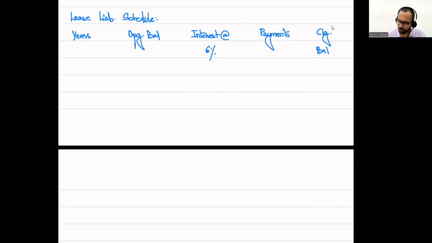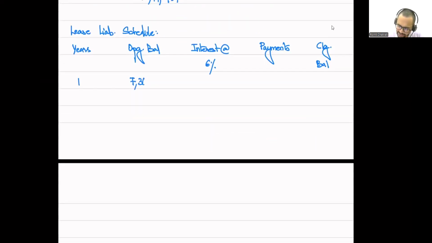All right. So now for year 1, the beginning balance will be 7,36,010 rupees. I calculate interest 7,36,010 multiplied by 6%, which is equal to 44,160.6 less payment of 1 lakh rupees. The payment is 1 lakh rupees, and I have a closing balance of 7,36,010 plus 44,160.6 less 1 lakh, which is going to be equal to 6,80,170.6. How did I calculate interest? Interest was calculated as 7,36,010 multiplied by 6%.